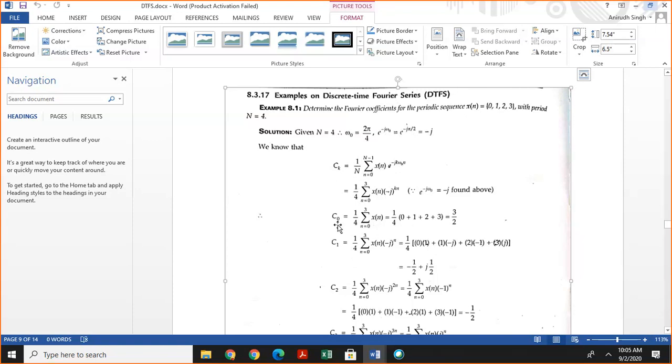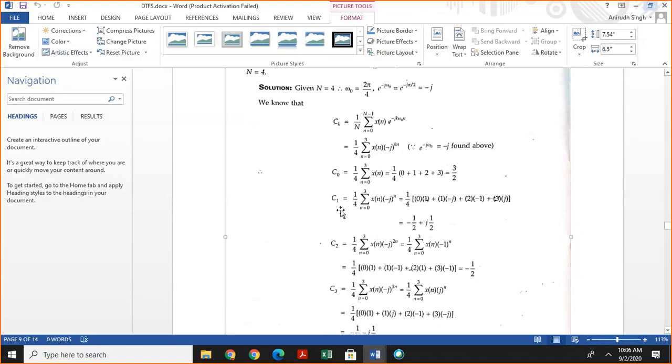Then first we calculate C naught, meaning k is 0. When k is 0, this is 1. So we get 1 by 4 summation of x of n from 0 to 3. That means 1 by 4, open the bracket, x of 0, the value of x of 0 is 0, then x of 1 is 1, plus x of 2 is 2, and x of 3 is 3. So we get 3 by 2.